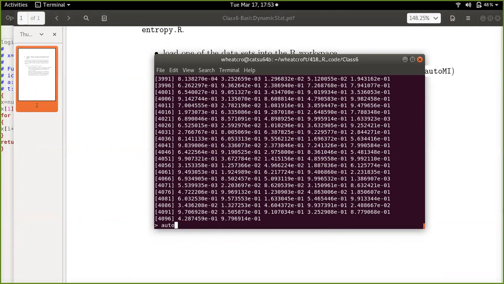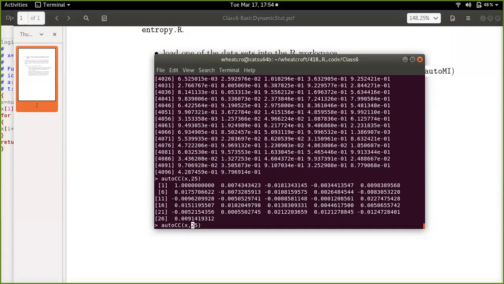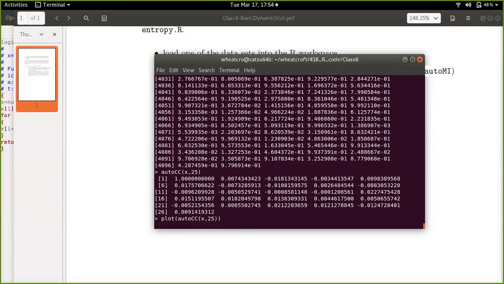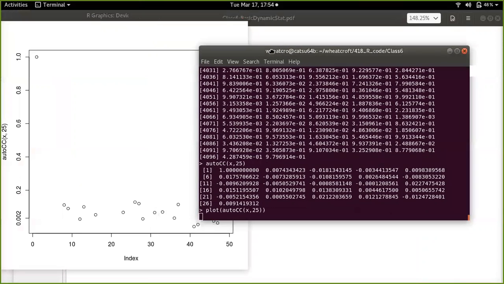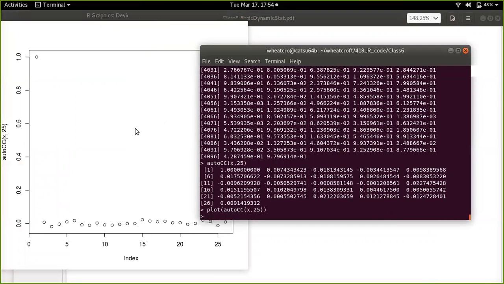So then we can calculate the autocorrelation of x up to lag 25, and if we plot that, we should find by construction that the autocorrelation for any lag is around 0. Taking a little bit of time, but yeah, here we go. Exactly what we find. Now we can plot the auto mutual information, which uses 8 bins this time.